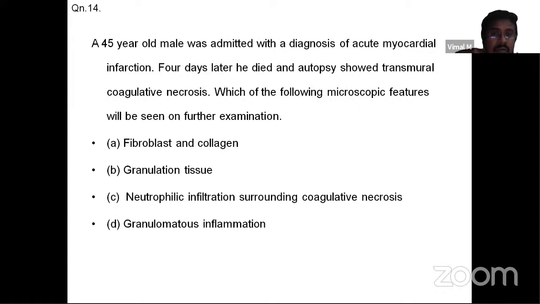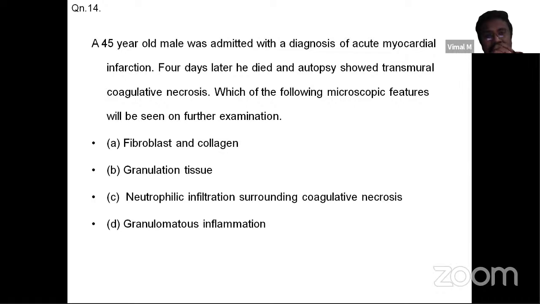Okay. So now let us see the most important questions, which can be asked. See this question: a 45-year-old male was admitted with a diagnosis of acute myocardial infarction.